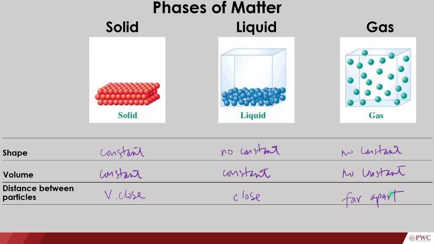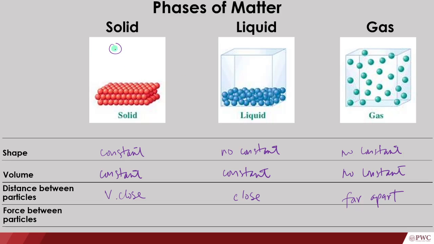Now, what's the reason for this? Why are the particles of solids very close to each other, and why are the particles of gases far apart from each other? The reason for this is the differences in the strength of the force between the particles. Between these particles, there are attractive forces. These forces are holding these particles together.